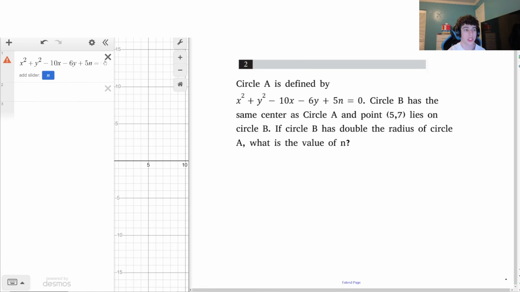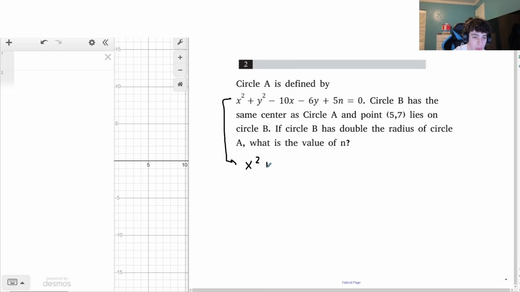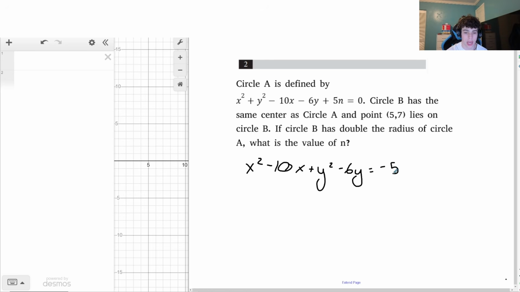So instead, what you need to do here is use completing the square to figure out the center of circle A. Now, what does this mean? What we need to do is get the x's together, so I'm going to have x squared minus 10x, and then I need to get the y's together, so plus y squared minus 6y, and then I need to get the digits on the other side. So I shouldn't have anything that's not touching an x or y on the left side. Then what I need to do is complete the square.